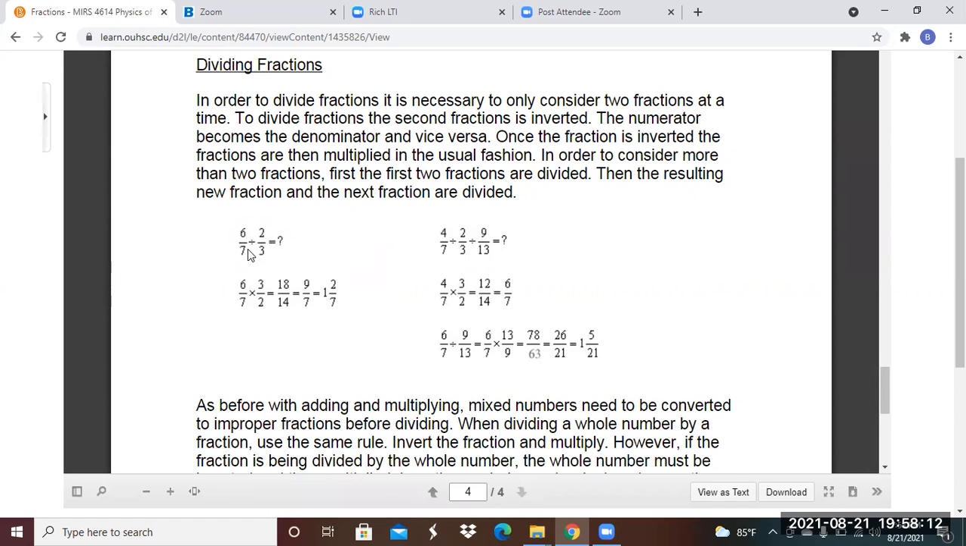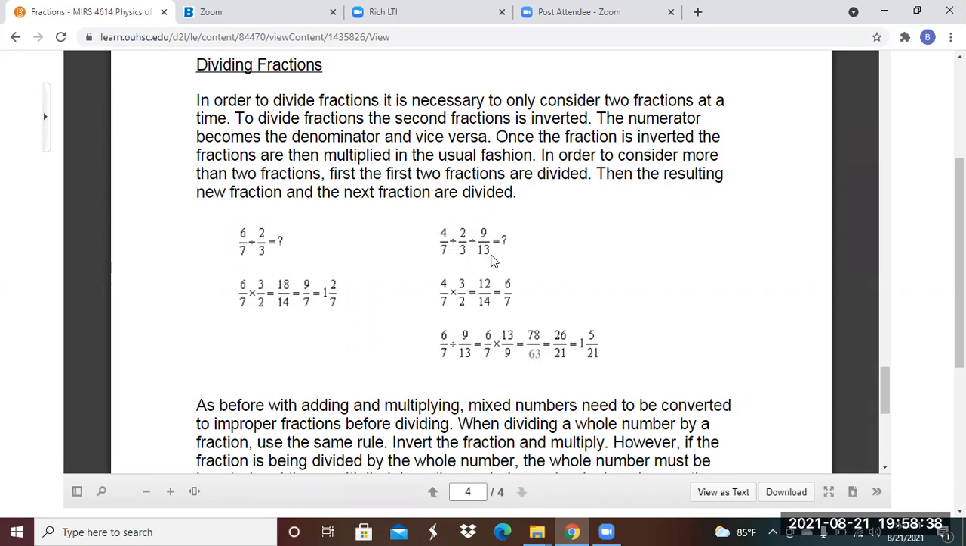If we want to take 6/7 and divide it by 2/3, rather than try to find a way to divide by 2/3, we take the reciprocal of that and do multiplication. So we end up with 6 times 3, which is 18, 7 times 2, which is 14. So rather than divide by 2/3, we take the reciprocal and then do multiplication. That's what we end up with.